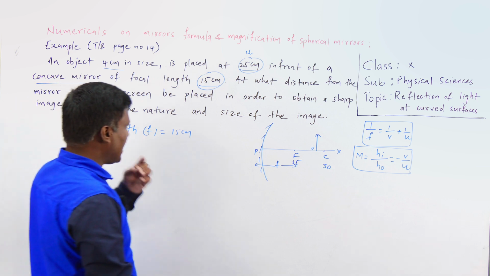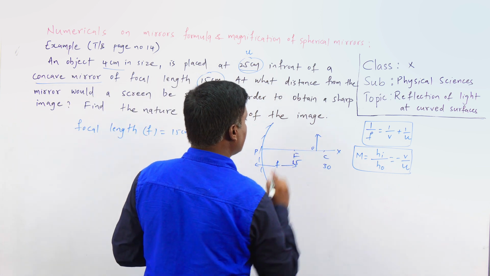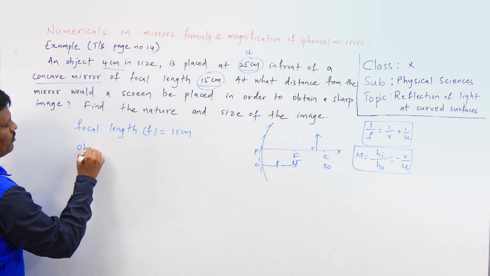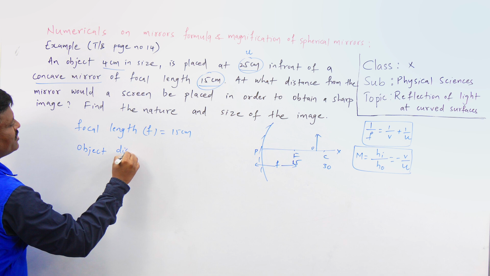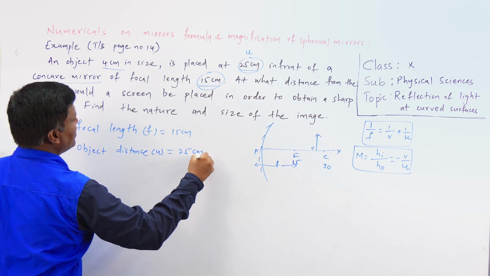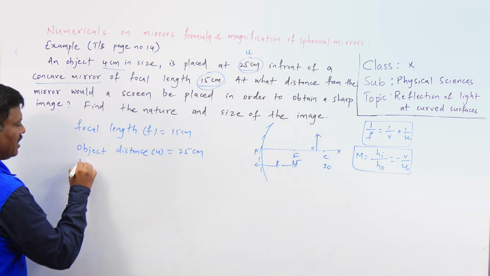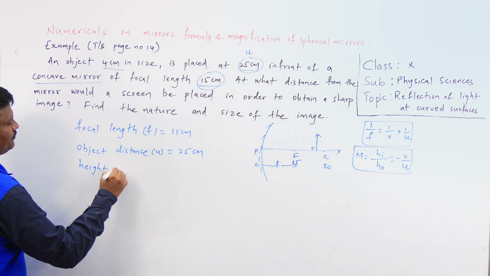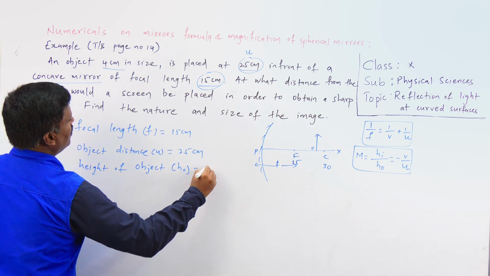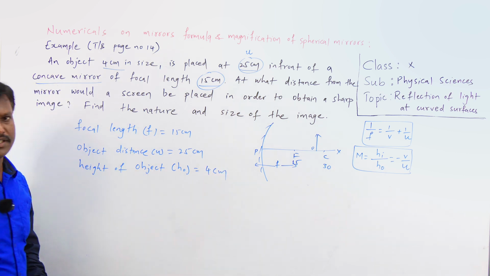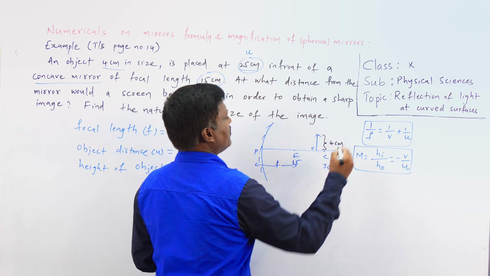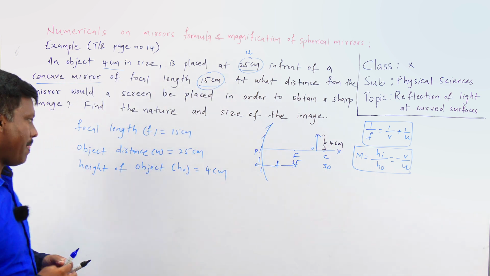What is the height of this object? Height of this object is 4 centimeters. The object is placed at 25 centimeters. This gives you object distance 25 centimeters. Height of the object, HO, is equal to 4 centimeters. This value is 4 centimeters, height of the object.